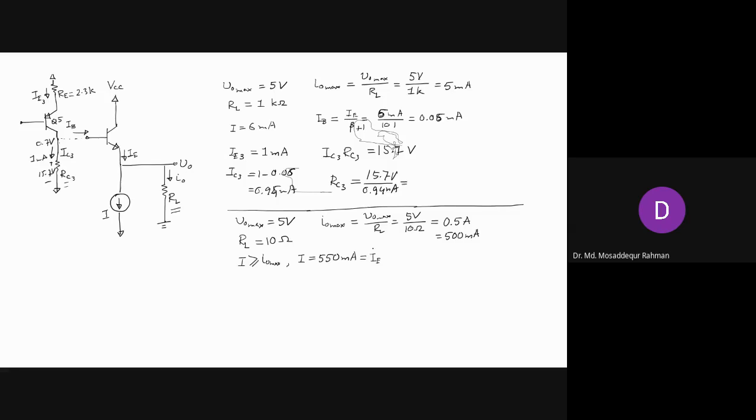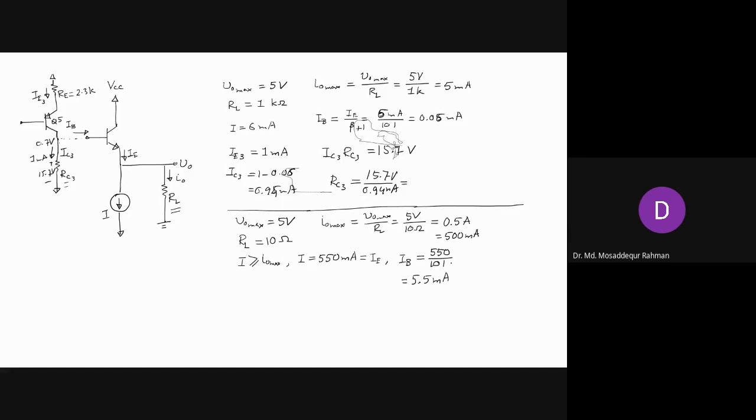So in this case, IB is your 550 divided by beta plus 1, which is 101. And assuming approximately if we take 100, then it will be 5.5 milliampere. Is that correct? Yes, sir. So now what is the problem?